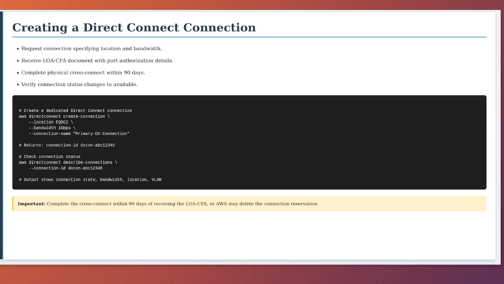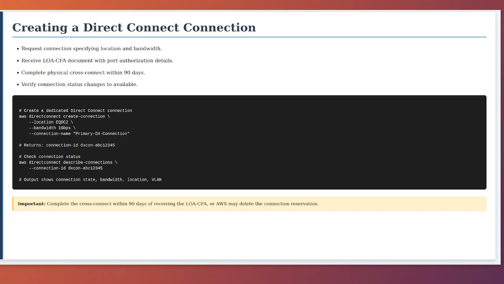Creating a Direct Connect connection. Let me walk you through the process of creating a dedicated Direct Connect connection using the AWS CLI. Understanding this workflow will help you plan your implementation and know what to expect at each stage.